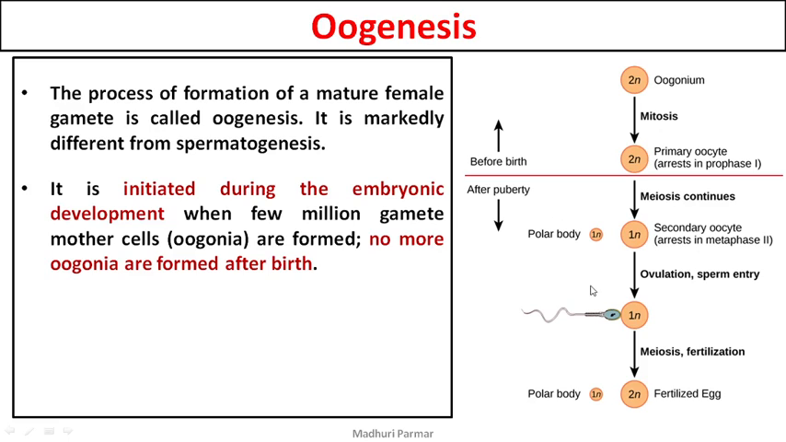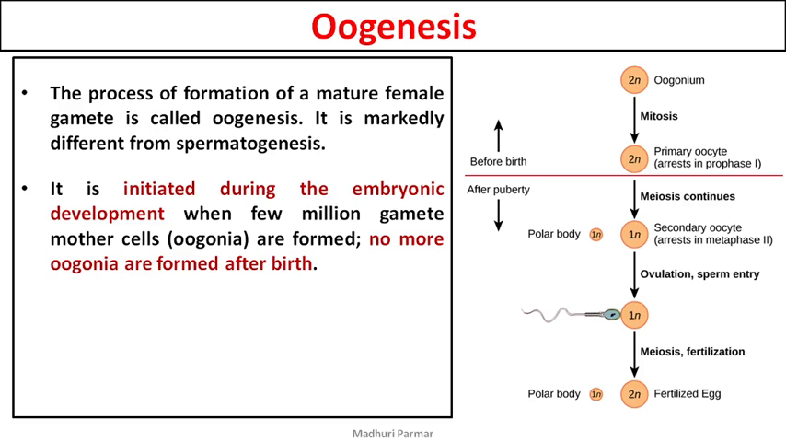Here a few million gamete mother cells, which are known as oogonia, are formed. Gamete mother cells, just like sperm mother cells, are diploid. So you can see here 2n. If you remember, the sperm mother cells were known as spermatogonium. So here the names remain somewhat similar, right? Spermatogonium, oogonium. These oogonia are diploid in nature. No more oogonia are formed after birth.